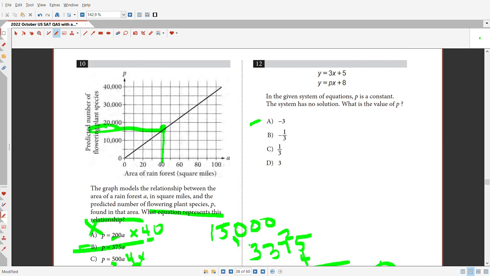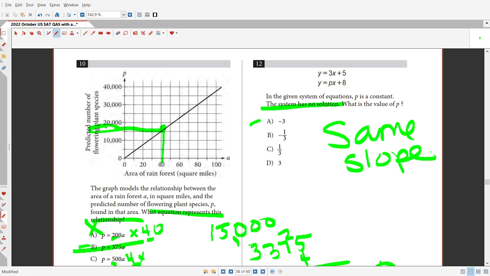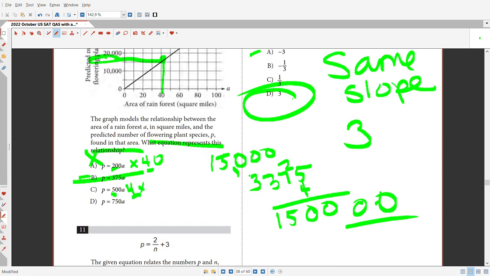Number 12. If it has no solution, it means same slope. So actually, P has to be 3 here, so I must have marked the wrong answer here. Choice D is the answer for number 12, because if they have same slope, they're parallel lines.